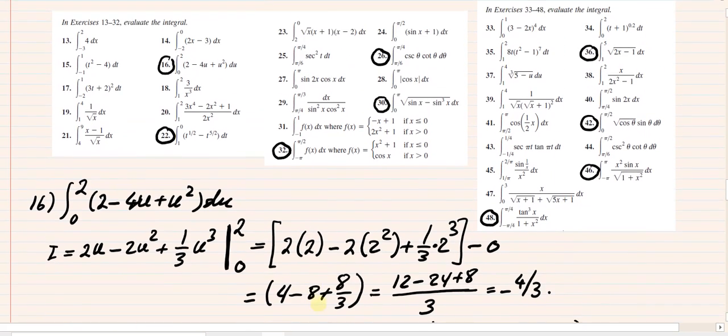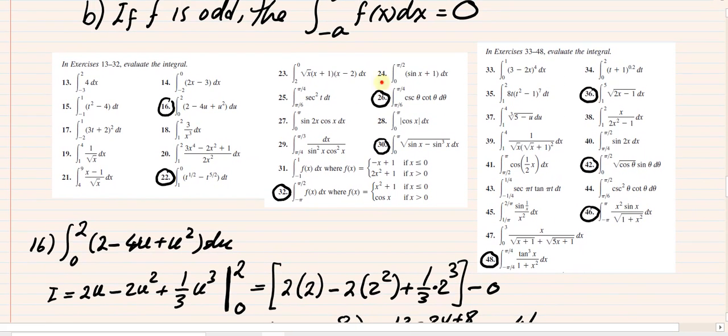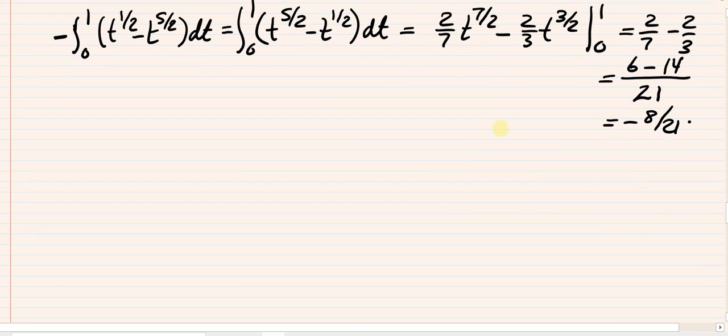In number 22, let's look at number 26, this one. Number 26, the integral from pi over 6 to pi over 4 of cosecant theta cotangent theta.